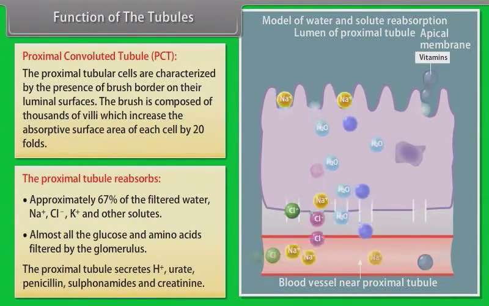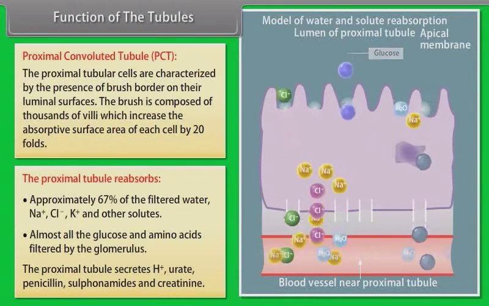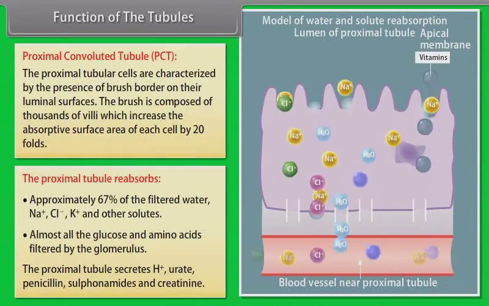The proximal tubule secretes H+, urate, penicillin, sulfonamides, and creatinine.